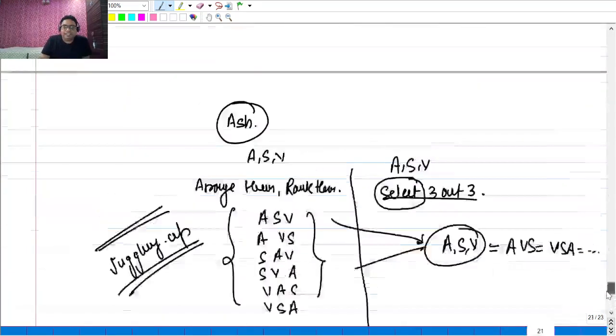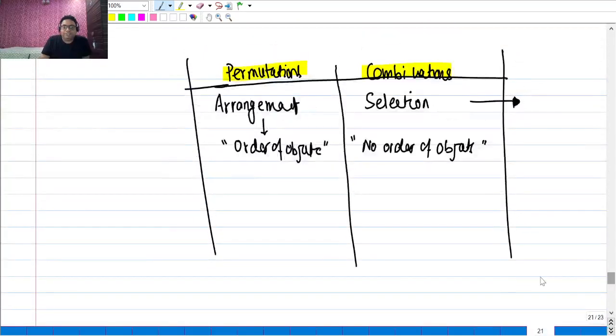And then there are some keywords over here. Permutation is for arrangement.